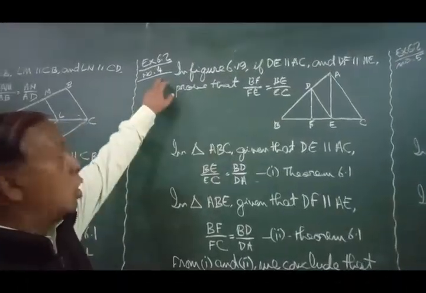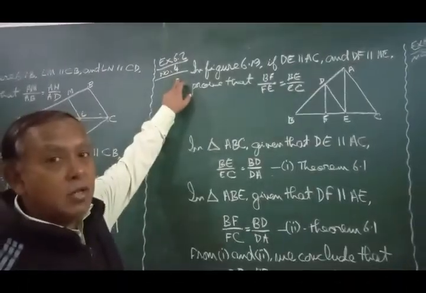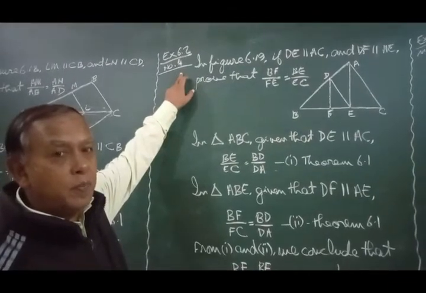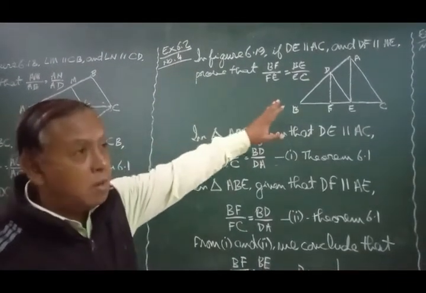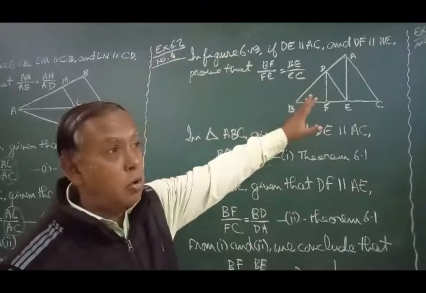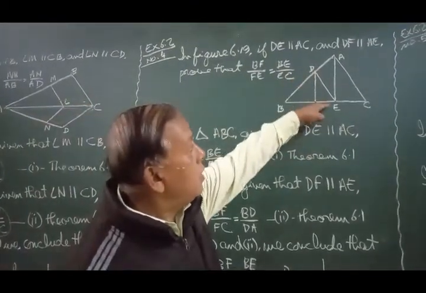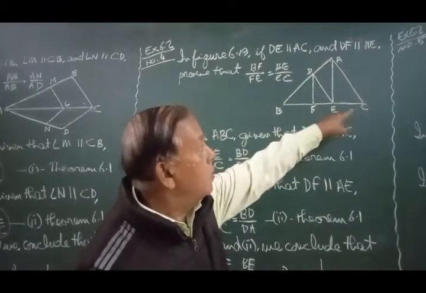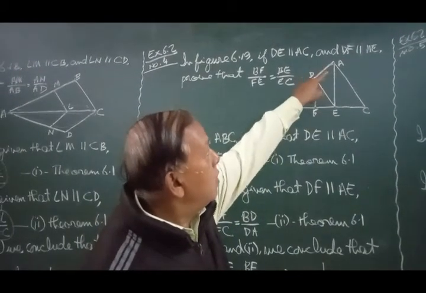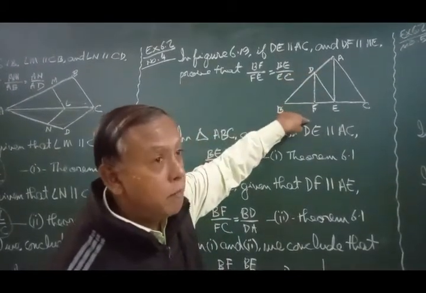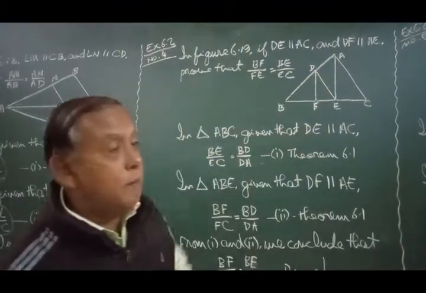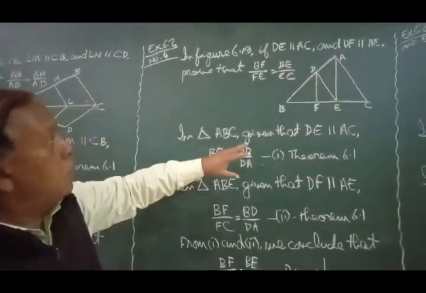We have now question number 4 of exercise 6.2. Please make sure that the diagram is well drawn. You draw first the triangle, then you put DE parallel to AC. Join A and D and draw DF parallel to AE. And what is to be proved?